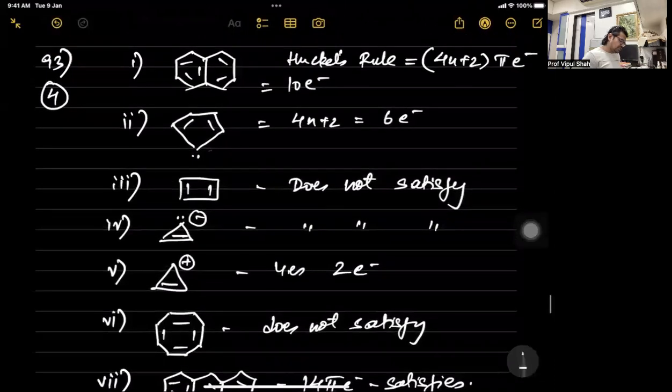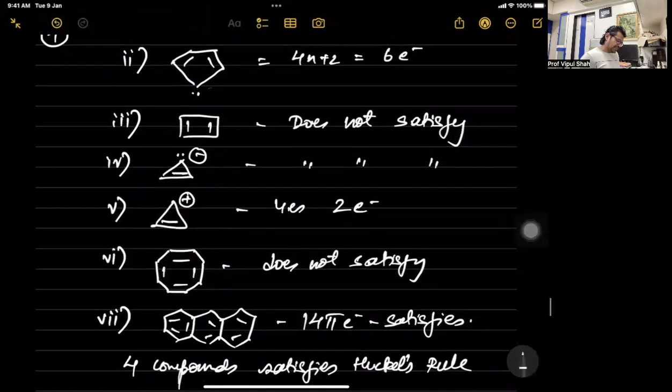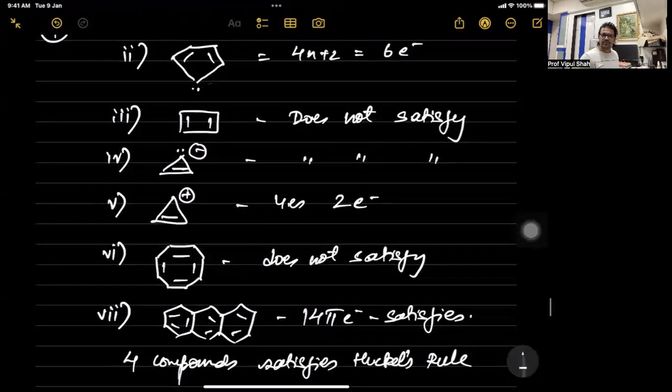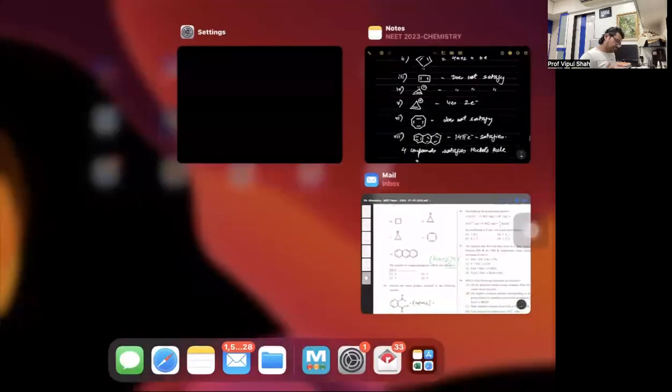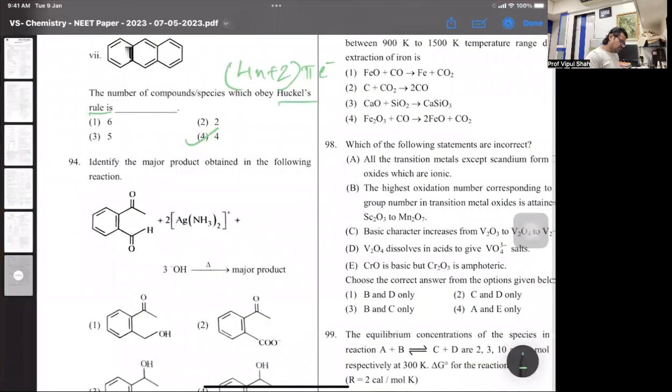The first one, then the second one, then we have the fifth one, and then the seventh one. So here, basically, it's going to be 4 compounds satisfying. Then next one, identify the major product.